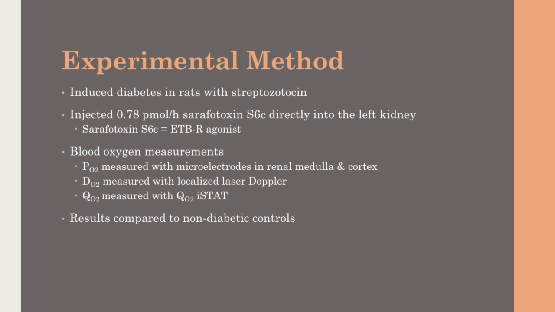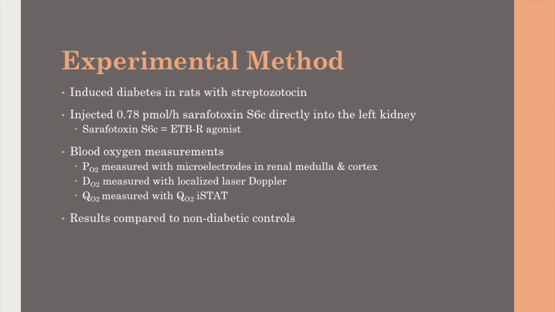In order to perform this experiment, researchers induced diabetes in rats with streptozotocin, a chemical known to damage the beta cells within the pancreatic islet and induce diabetes. Researchers then injected 0.78 picomoles per hour of sarafotoxin S6C directly into the left kidney. Sarafotoxin S6C is an ETB receptor agonist, meaning that when this molecule binds to the ETB receptor, it will stimulate a signaling cascade similar to when endothelin 1 binds, inducing ETB receptor activation.